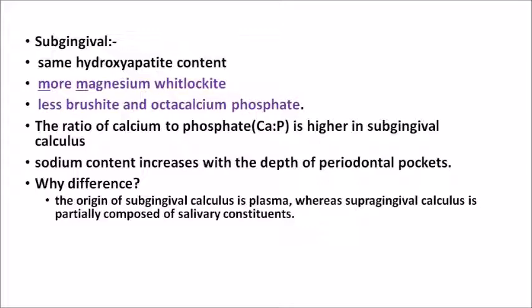Also, as the depth of the periodontal pocket increases, the sodium content increases, whether it be supragingival or subgingival calculus. Why is this difference happening? Because its derivation is different. Supra is from saliva and sub is from serum or GCF. That is why there is a difference in the mineral content.